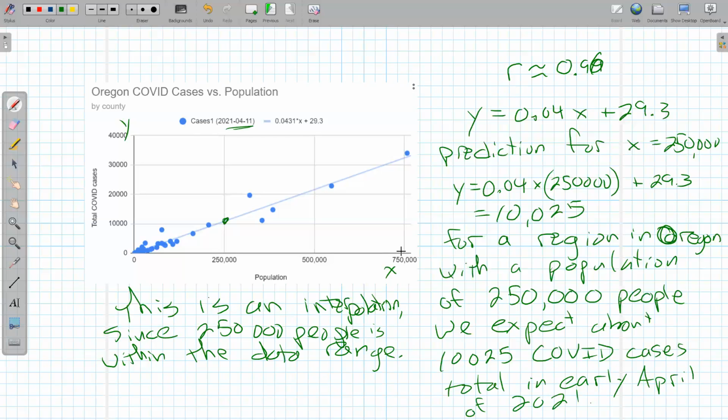So if I went for, say, a population region where there were 1 million people, that's outside my data range, that would be an extrapolation. And extrapolation is more dangerous the farther you get away from the data, so we have to be careful of that. Given that there's only a couple of regions that have over 500,000 people, I would say predicting for a population of 1 million here is not a reasonable extrapolation, even though we have a high correlation coefficient. So this is an interpolation. Here's my explanation of it. I think this is a reasonable prediction based on the R value and that I'm interpolating.